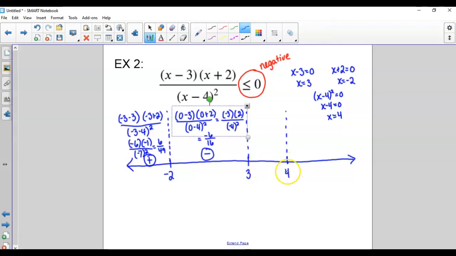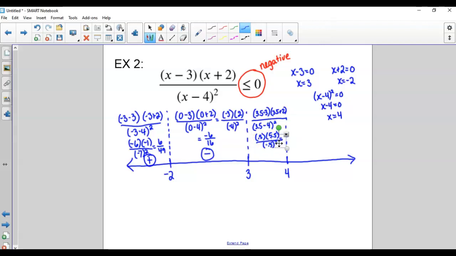In between 3 and 4, I don't have any whole numbers that I can use, so I'm going to use 3.5. So I would have 3.5 minus 3 times 3.5 plus 2 over 3.5 minus 4 squared. Now, your numbers are not as easy to deal with here. So you've got 0.5, and then you've got 5.5, and then you've got negative 0.5 squared.